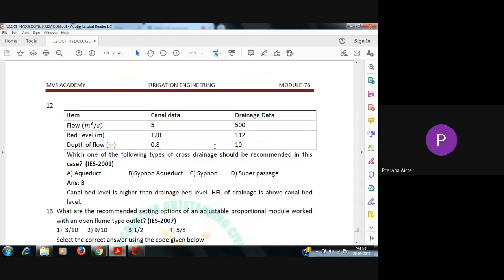Depth is 0.8 and 0.10. So when the bed level of the canal is above, right? Drainage is below. Definitely it's aqueduct. But here the whole explanation is here. The canal bed level is higher than the drainage bed level. No doubt it is aqueduct, but the HFL of the drainage, high flood level, is above the canal bed level, so a siphon aqueduct is provided.